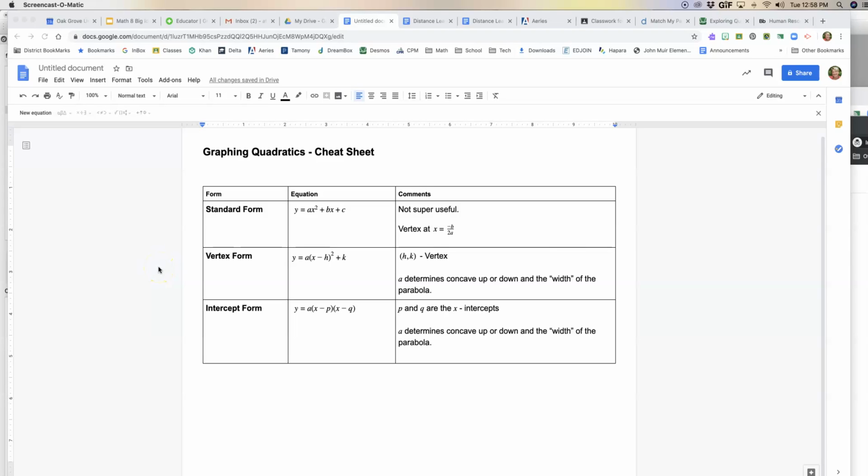So this graphing quadratics cheat sheet should be in your Google Classroom. And you should save this for next year because you're definitely going to be going over this at some point.